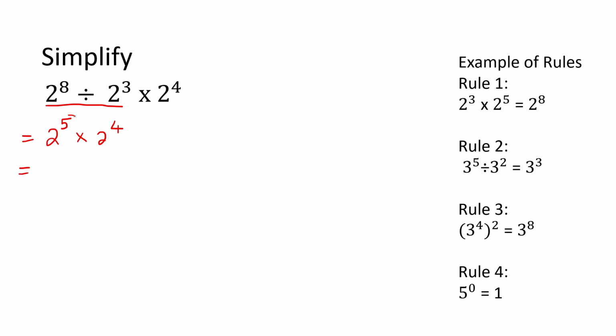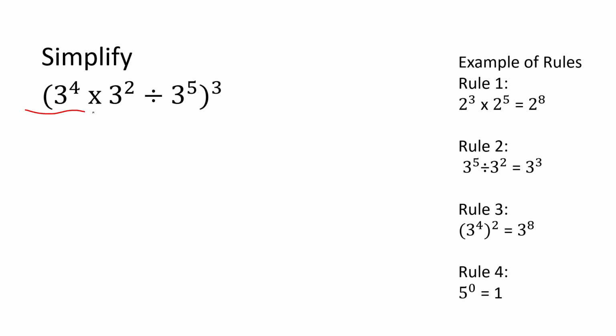Okay, now it looks like we have a situation where we have a rule number 1. So what do we know? We know that we keep the bases the same. You see how the 2 and the 2 stays a 2. You mustn't say 2 times 2 is 4. And then what do you do with these ones? Well, you add them. How easy is this, guys? If you just follow your rules, it's pretty straightforward. So the final answer will be 2 to the power of 9. Let's do a couple more.